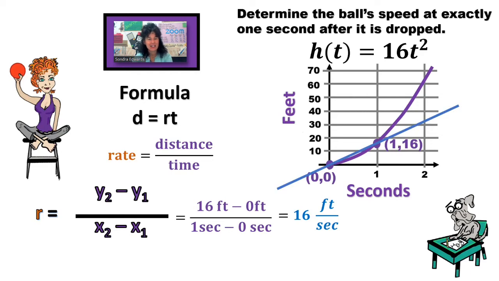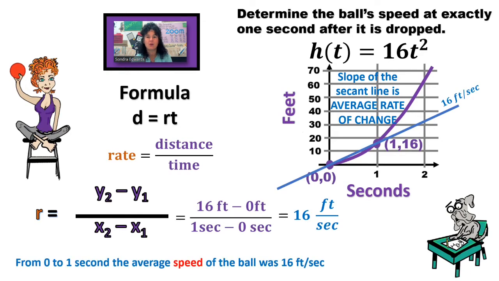This is the secant line to the curve. That is 16. And so the first important concept is if you find the slope between 2 points, which is your secant line, you are finding the average rate of change. This is not how fast the ball is going at 1 second. This is how fast the ball is going on average. So from 0 to 1 second, the average speed of the ball was 16 feet per second.